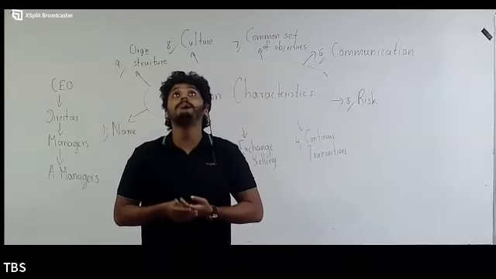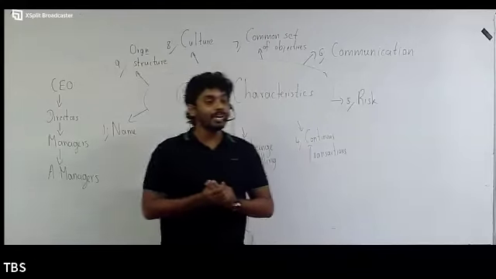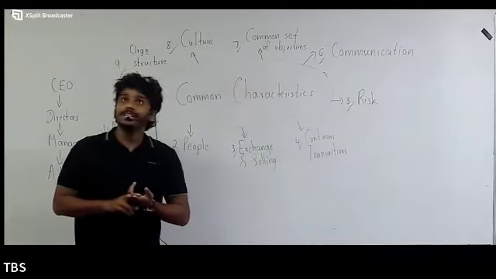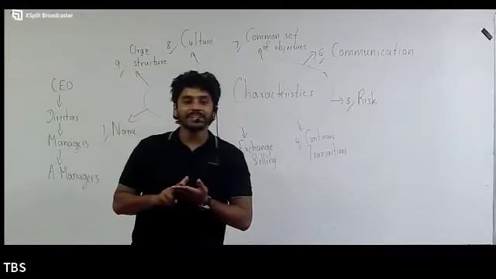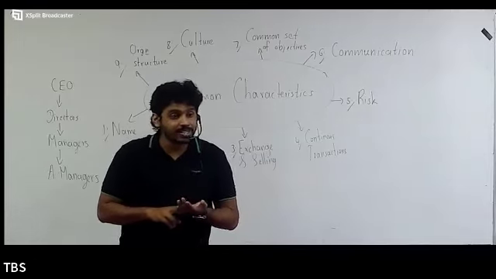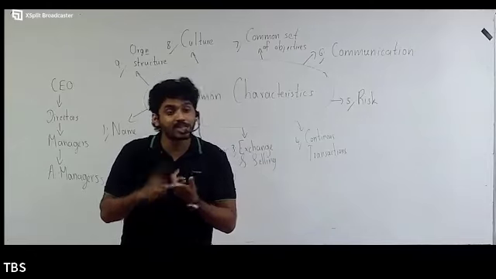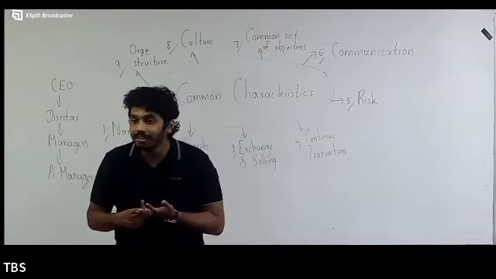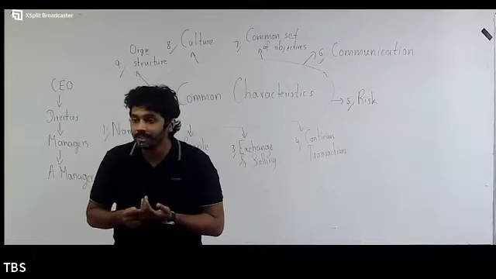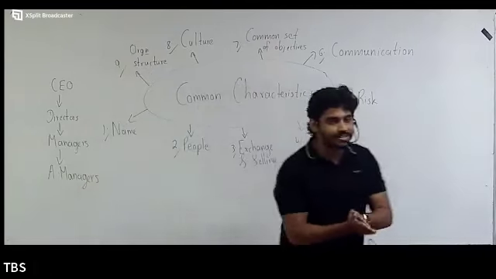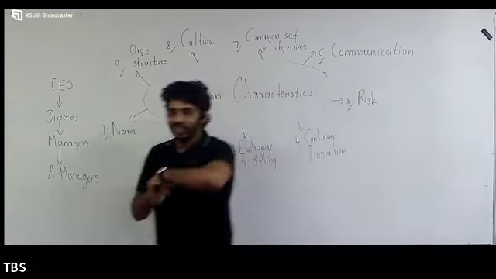Okay, look up. What's the first one? Name. Second one, people. Third one, exchange and selling. Fourth one, continuous transaction. Fifth one, risk. Sixth one, seventh one, common set of objectives. Eighth one, culture. Ninth one, organization structure. Stand, stand. Faster. Okay, stand.